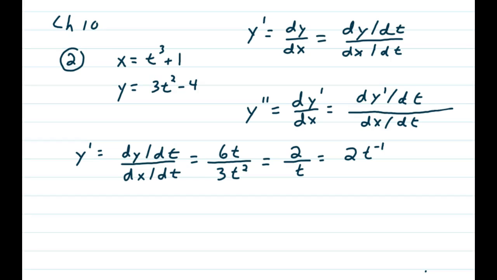It's also really a good idea to simplify these things for the second step. So 6 over 3 is certainly 2. You have a t on top, a t squared on the bottom, that's t. And again, I would bring it up so you don't have a fraction, to get 2t to the negative 1.